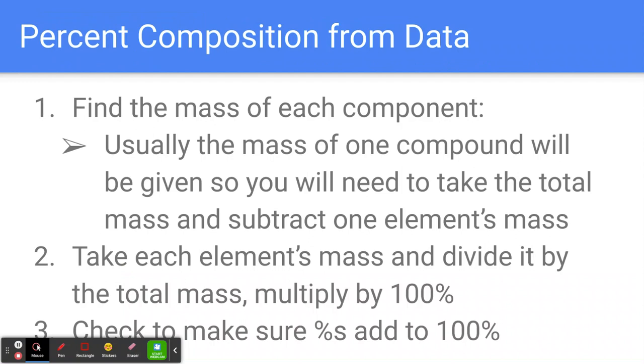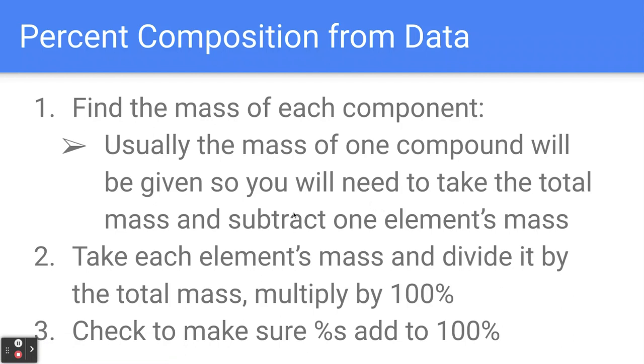The last thing we need to talk about is finding percent composition from data. We're going to find the mass of each component. Usually the mass of one component will be given to us along with a total. And so you're going to take the total minus the mass of one thing to find the mass of the other thing. Then we'll take those masses, divide by the total mass that's given to us, multiply by 100, and then we can do a little bit of a check.